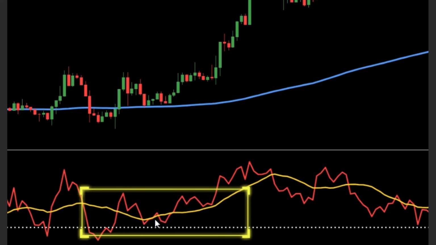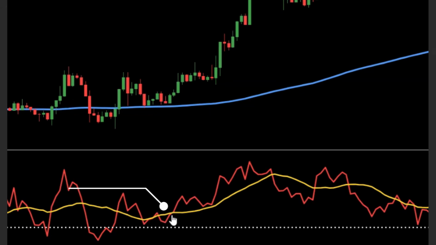Then we wait for the momentum trigger. When the RSI crosses above the RSI-based moving average, in other words, when the red line crosses above the yellow line, this shows that current momentum is becoming stronger than its recent average. This is our buy signal. We enter the trade only after the candle closes.